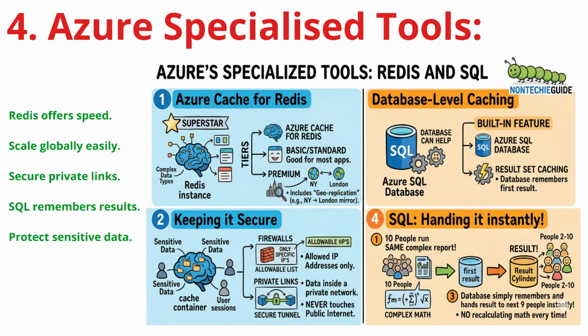Of course, speed is nothing without security. Azure protects your data using firewalls that only let trusted visitors in, and private links that keep your data tucked away in a secure tunnel far away from the public internet. But don't overlook the database itself. Azure SQL Database has a clever trick called result set caching. Imagine 10 people asking for the exact same complex math-heavy report. Instead of doing the hard work 10 times, the database does it once, remembers the answer, and hands it to the next 9 people instantly. It's about working smarter, not harder.